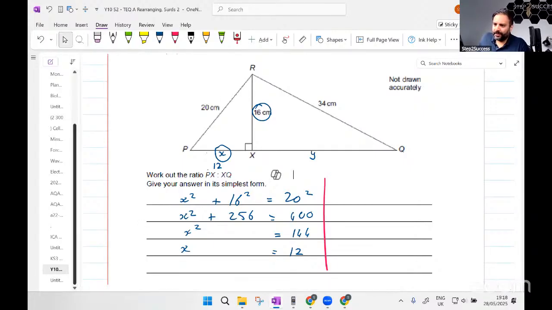Let me just have a look at other questions. Yeah, I'm going through some of the 10 booklet now. I'll just see what I've missed in a moment.